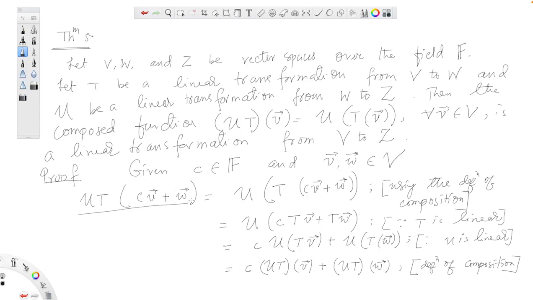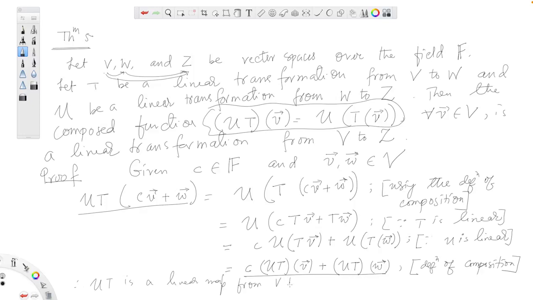Now this, by the definition of composition, is U composed with T acting on v, plus U composed with T acting on w. So what have we seen? We have seen that this is equal to this, which means that this map U composed with T defined by this is indeed a linear map from V to W. Sorry, V to Z, not V to W, V to Z. Therefore we have the composed map UT to be a linear map from V to Z. QED.